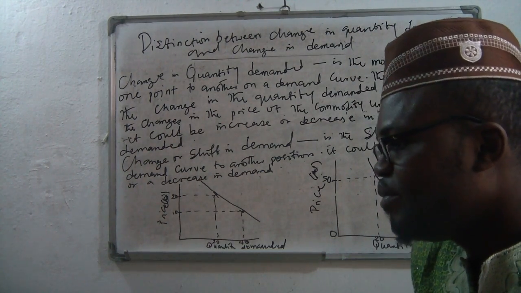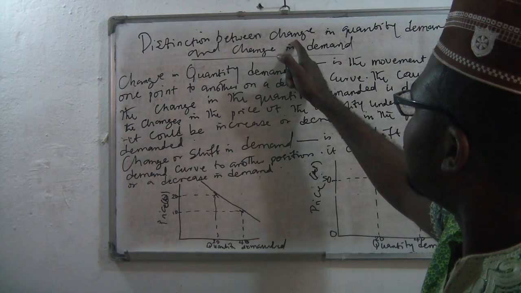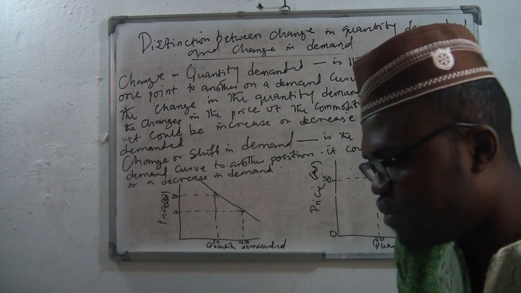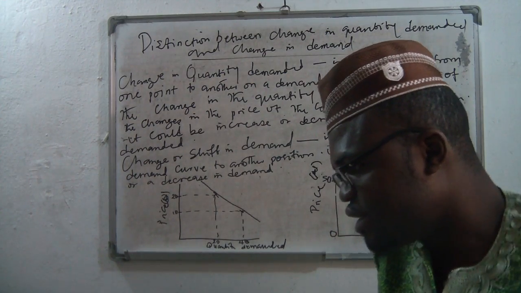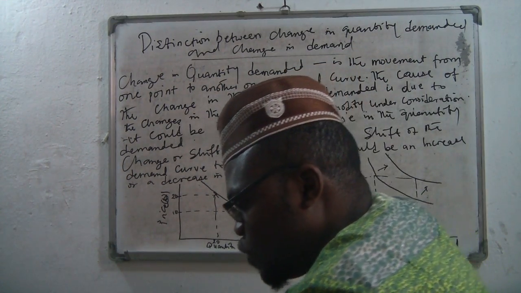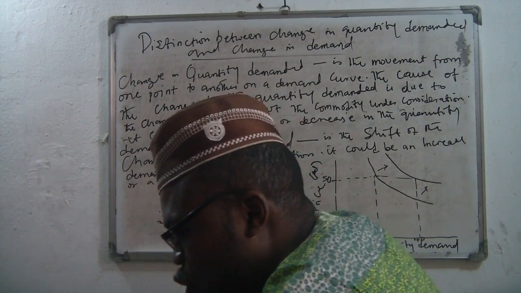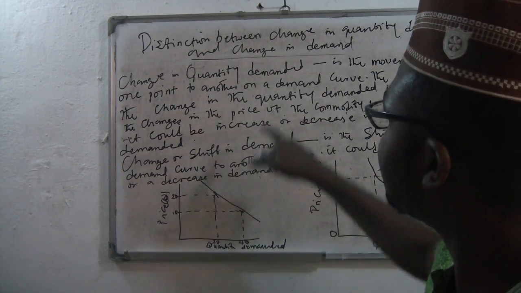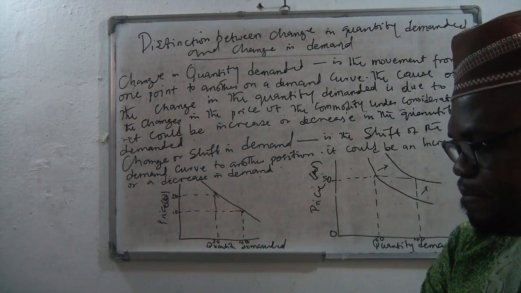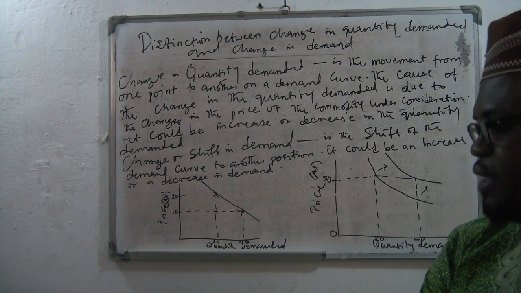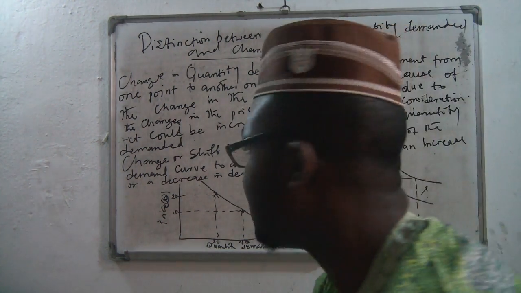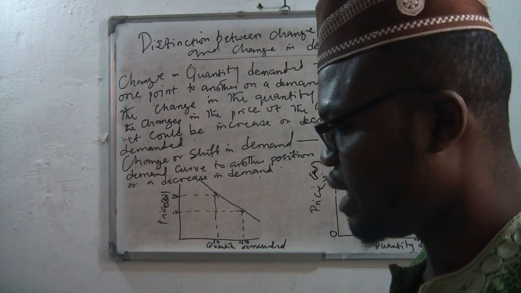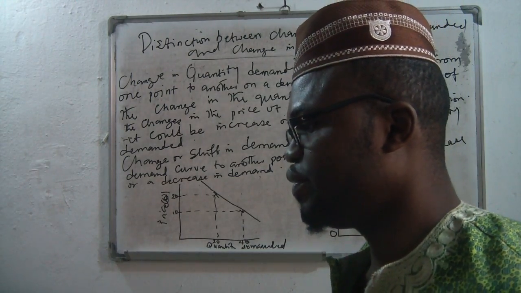You understand? By mere looking at it, somebody tells you about change in quantity demanded and change in demand, you will think that both of them are the same thing, isn't it? Change in the quantity of the clothes you're demanding and change in the demand for clothes. The two of them, technically in economics, are not the same thing. Change in quantity demanded and change in demand in economics are not the same thing. And we are going to learn the difference between the two.